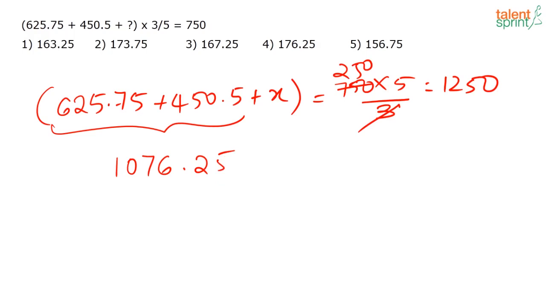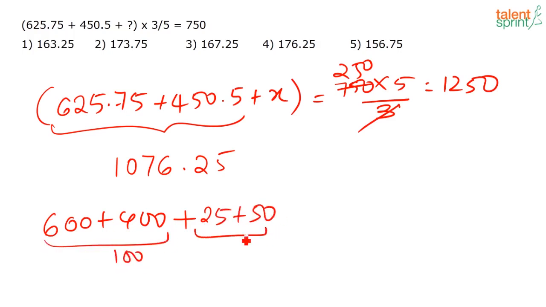Is it clear? I'll just write down what I just said. To add these two numbers, what you can do is 600 plus 400. To that, you add 25 plus 50. This is 625, that is 600 plus 25. So I am adding 25 plus 50. So basically, this is 1000, this is 75. Now, here there is a 0.75 and here there is a 0.5. So 0.75 plus 0.5 is equal to 1.25. So what do you have? 1075 plus 1.25, that is going to be 1076.25. That's how I get this.